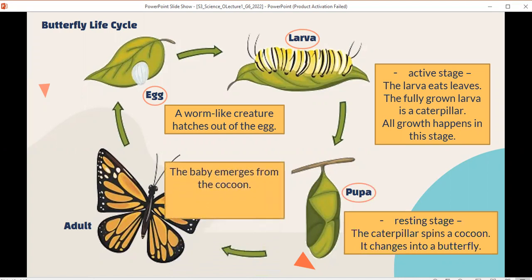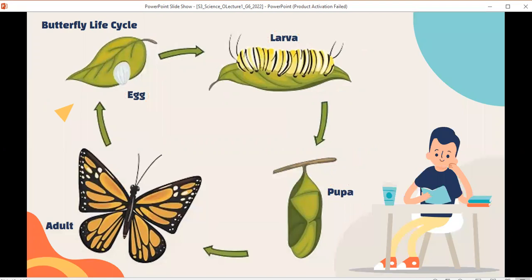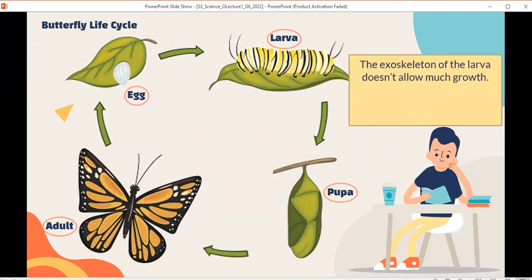This is the last stage of a butterfly life cycle. The baby goes out from the chrysalis or the cocoon and transforms in a few days to an adult butterfly. Again, egg, larva, pupa, adult.